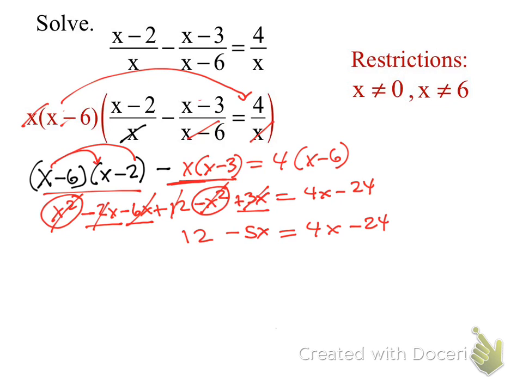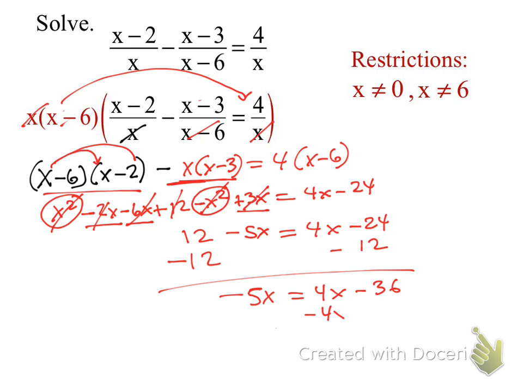Next step, Kendall. Subtract 12. Okay, negative 5x equals 4x, and then minus 36. Keep going. Subtract 4x. Did you forget to do that, Chris? Seems like this is where your step went wrong. I got 7x equals negative 36. Make negative 9x equals negative 36.